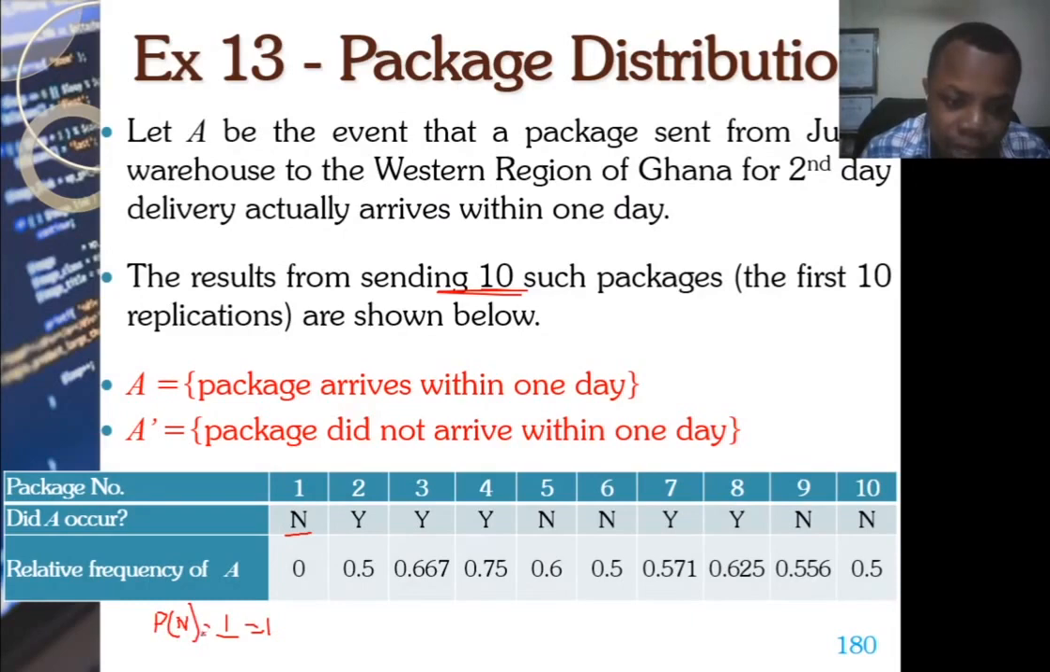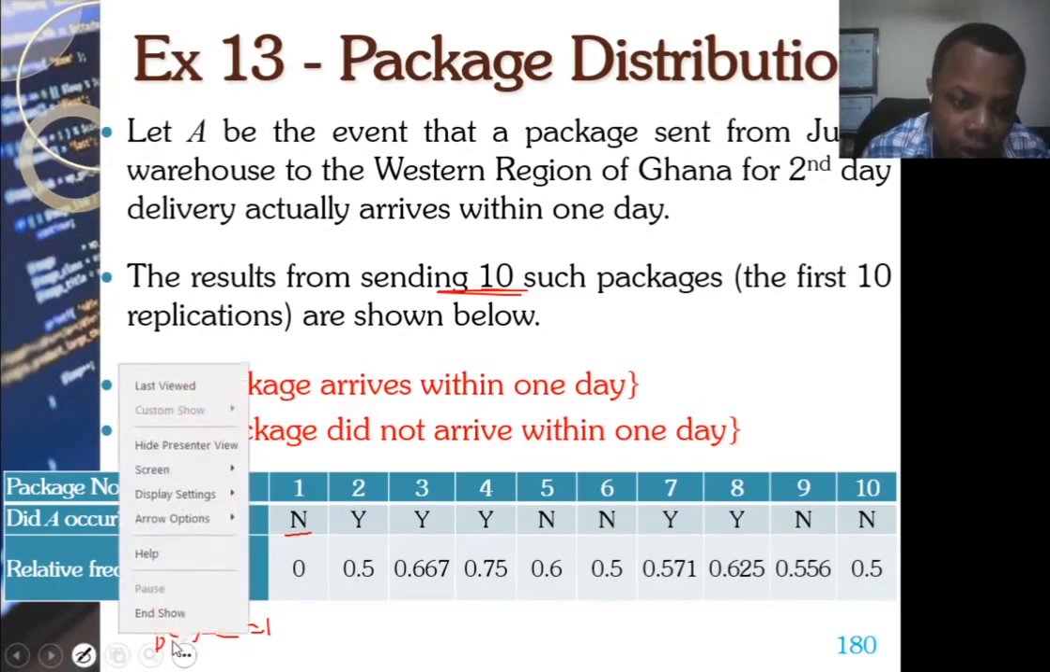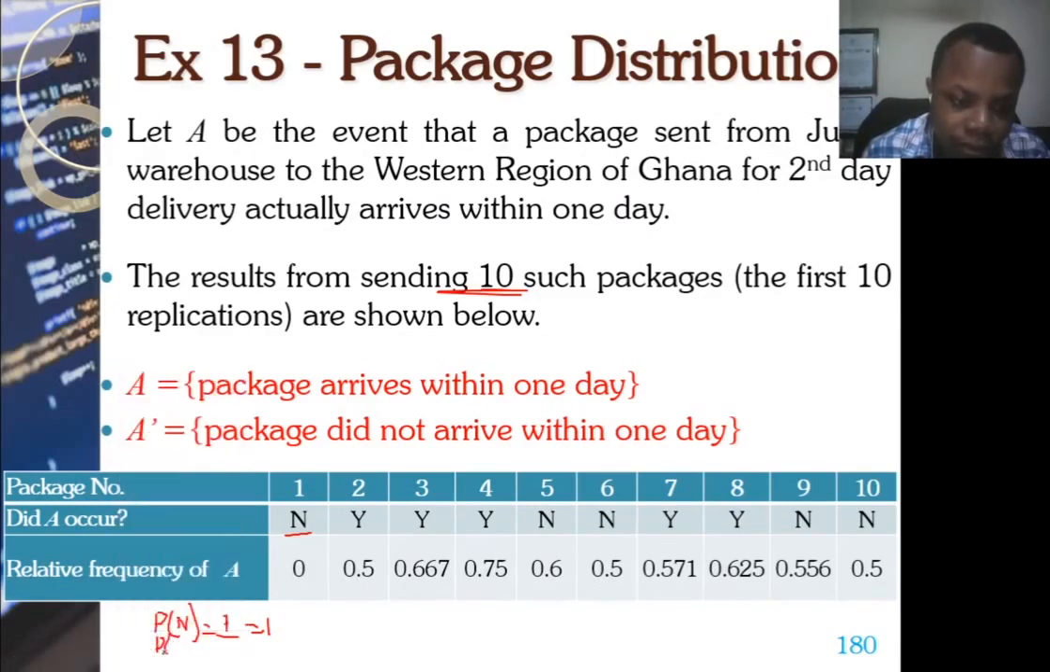So if for the first instance we get the probability of no being equal to 1, it means that the probability of yes for package 1 will be equal to 1 minus n. Now remember that we have n equal to 1, so the probability of a yes, that is the first package arriving in 1 day, will be equal to 0, because 1 minus 1 gives us 0, and that is why we have 0 in here.